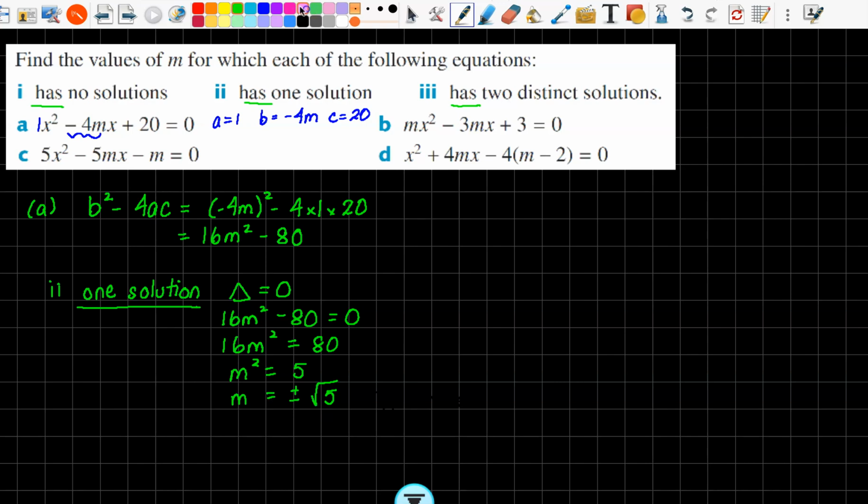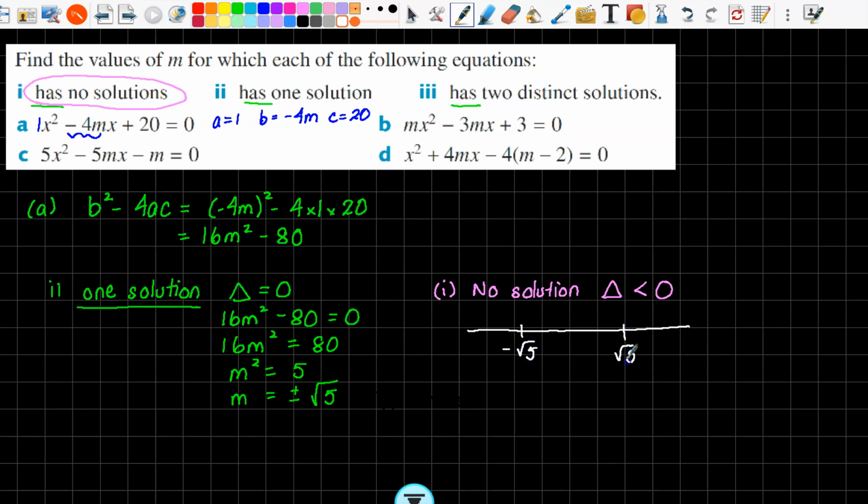But how is that going to help us work out when it has no solution? So for part 1, no solution, tell the marker that you know what's going on, so at least you'll write the discriminant is less than 0. Okay, what we want to do here is make use of a sign diagram. So we will draw, it's basically a number line. We pop minus root 5 here because that's the minus side, and then we've got root 5.